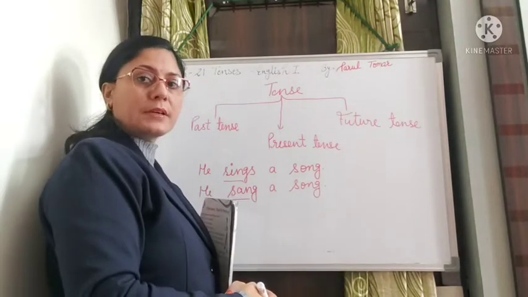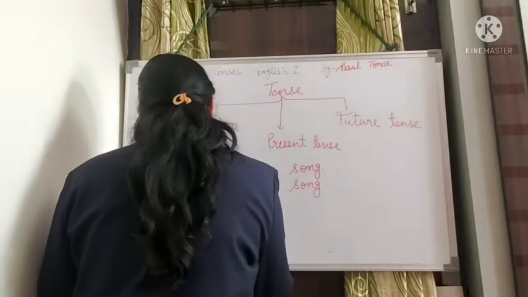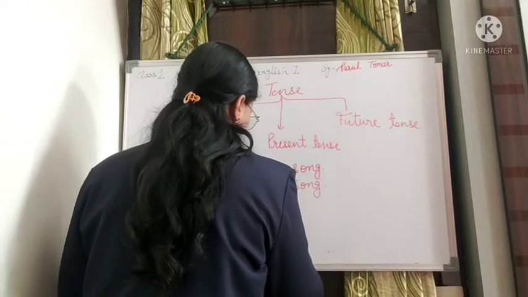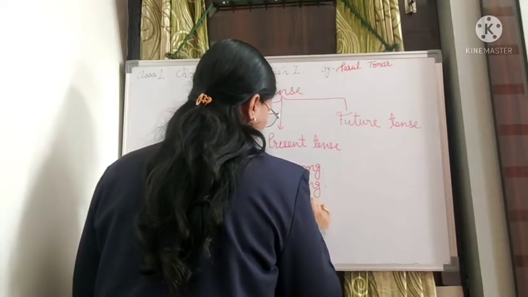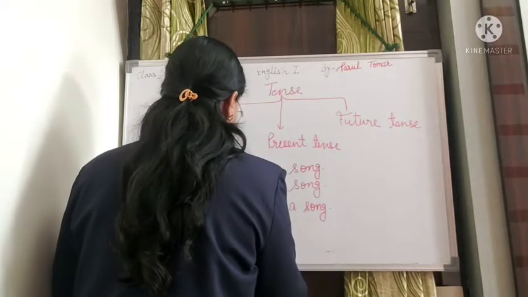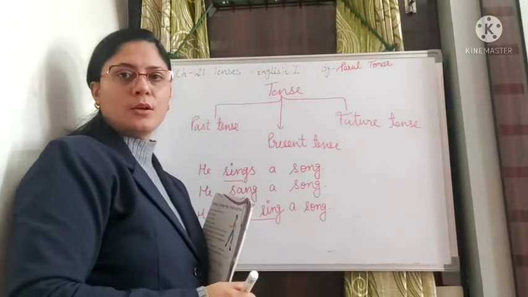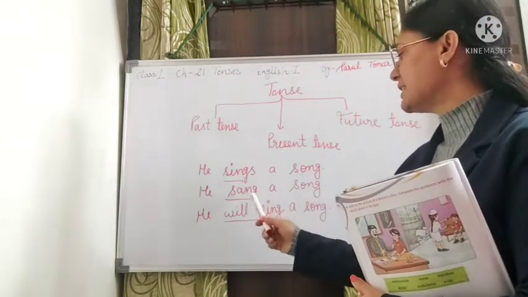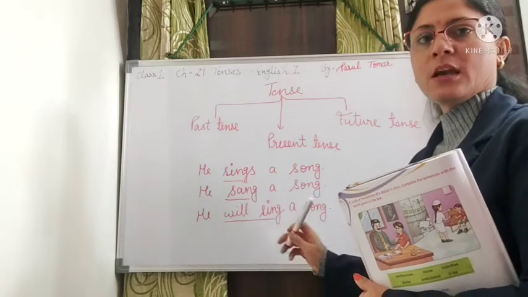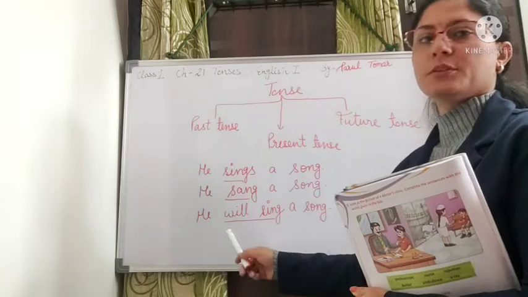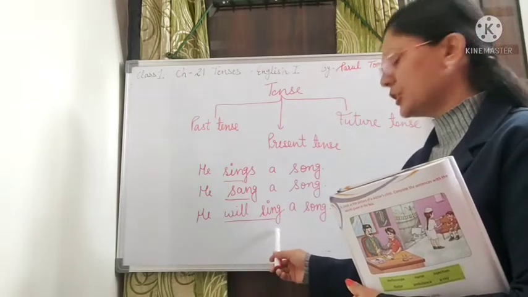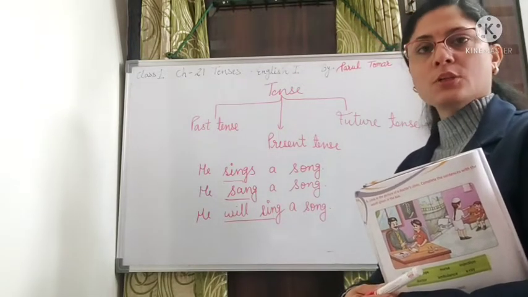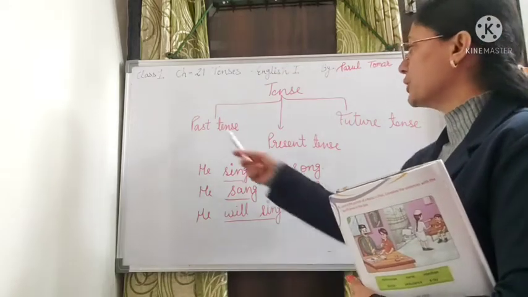Now the same sentence we can use for the future also. But we will write he will sing a song. Here, what change do you see? See, sings, sang, will sing. Here we have added the helping verb will with the verb sing. In future tense, we have used will. So we use our helping verbs according to the tenses.